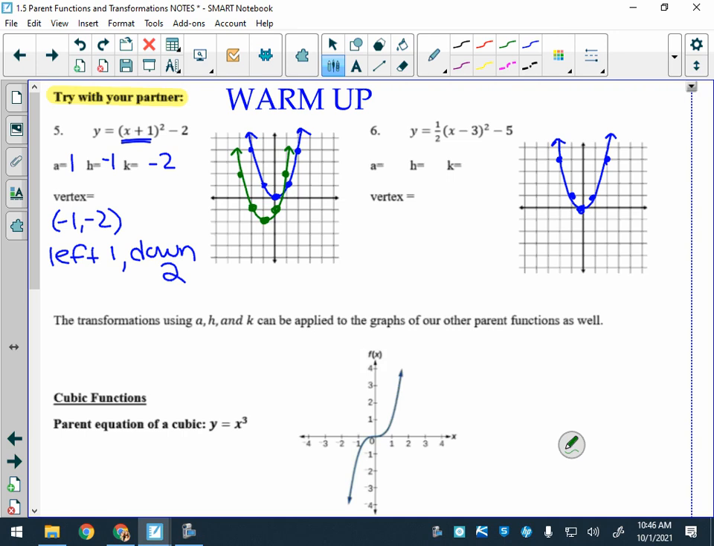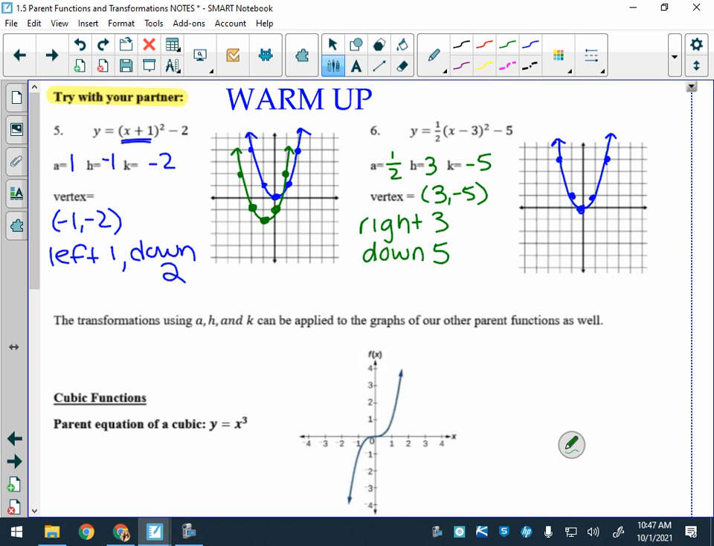Okay. Then in number 6, what's our A value? Andrew? 1/2. Good. What's our H value? Yes. Good. K value? -5. So what is our new vertex? Mustafa? 3, -5. So based on that information, what transformations are happening? Give me. Good. Down 5 and right 3.